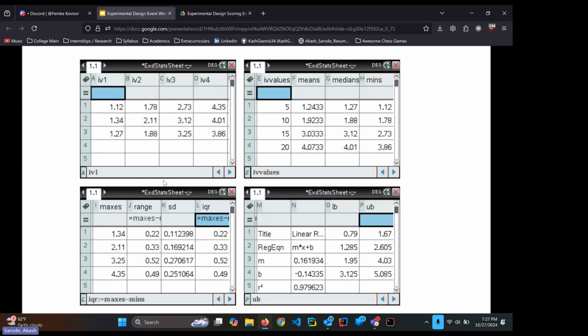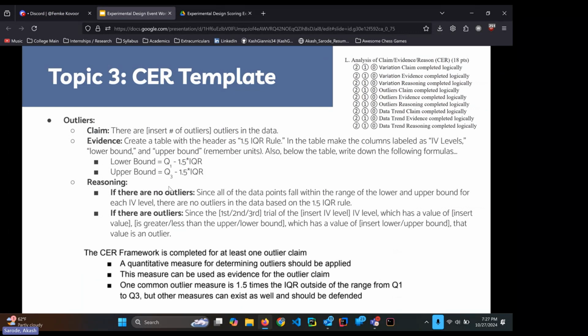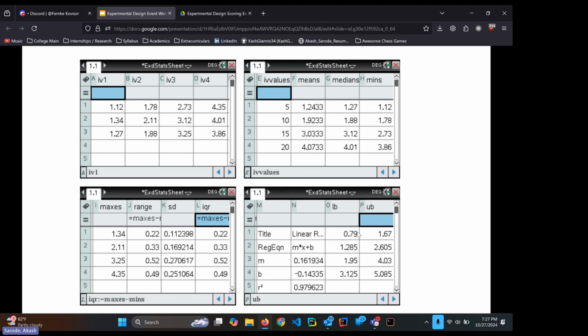And if you look at the automation thing that I made for the TI-Nspire, I basically had the section for lower bound and upper bound, and it basically calculated the 1.5 IQR rule. So it took quartile 1 and subtracted 1.5 times the IQR for each IV. And basically what I did for CER outliers is I looked at each of the trials for each IV, and I made sure that all of these trials were within the lower bound and upper bound for that IV.